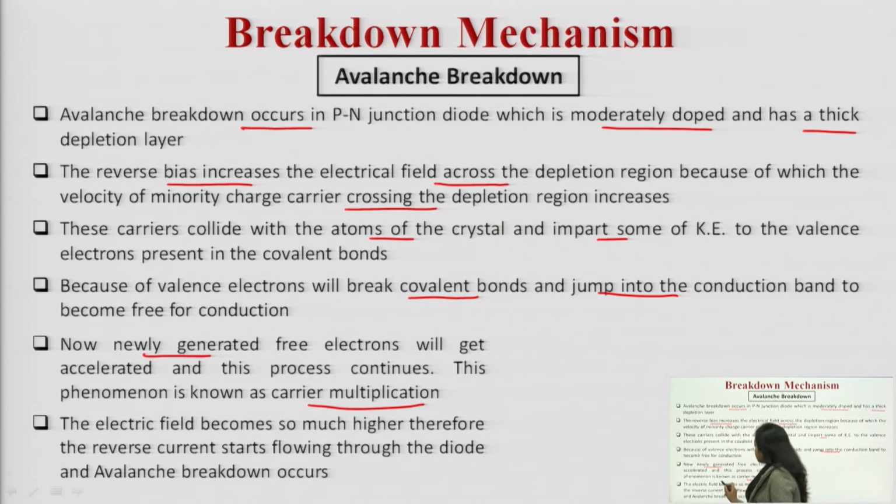And here the electric field becomes very high. It means now reverse current starts flowing through the diode, and then avalanche breakdown occurs. So, this is the situation of the avalanche breakdown. Here more charge carriers are available, and they are colliding, transferring their kinetic energy to the others. In this particular manner, you can explain the avalanche breakdown.